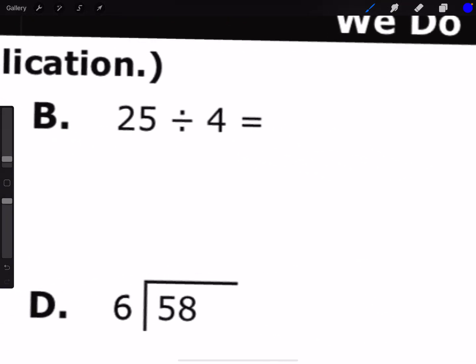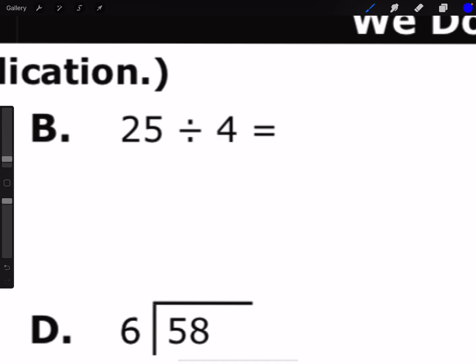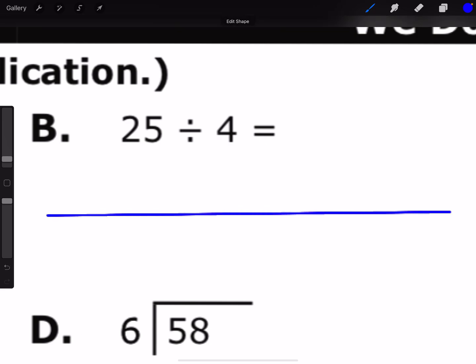Okay, now we're going to go to B. Be all that you can be. All right. We're going to do repeated subtraction again. So we do our little number line, because that's what Mrs. B loves. Okay, we're going to do 0, and then our dividend, which is 25.